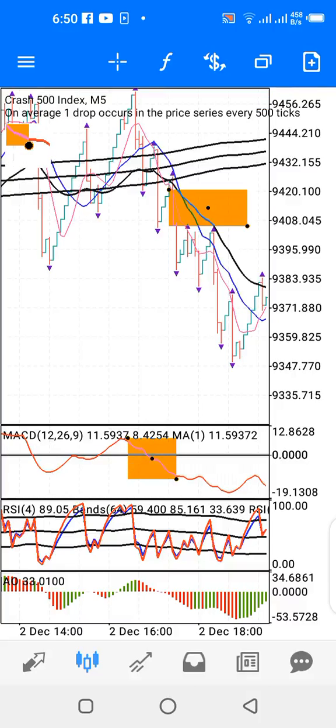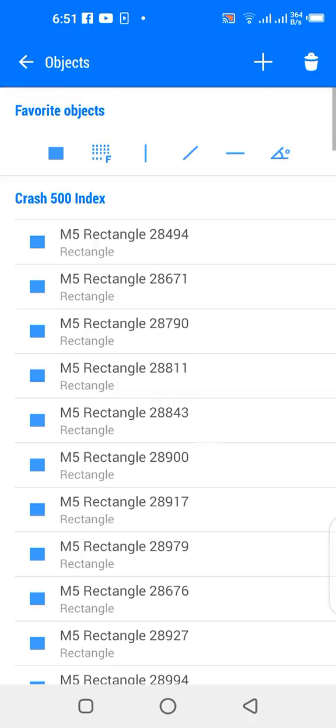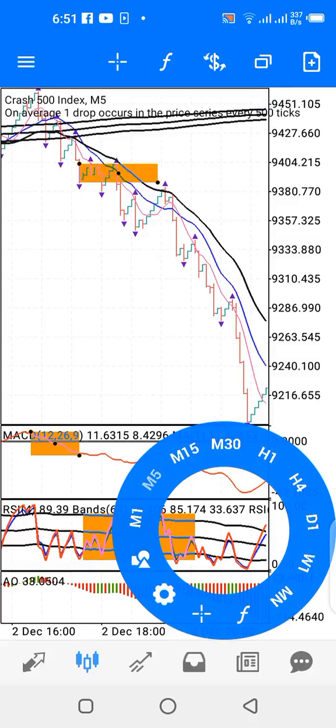All right, you sell, and look at what's happening. It goes down. All right, now let's look at indicator window 2. This is indicator window 2. Let's look at the settings.